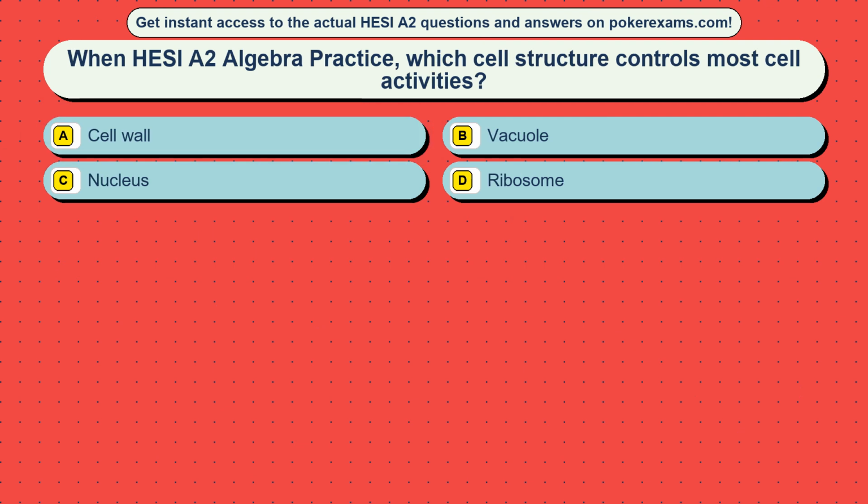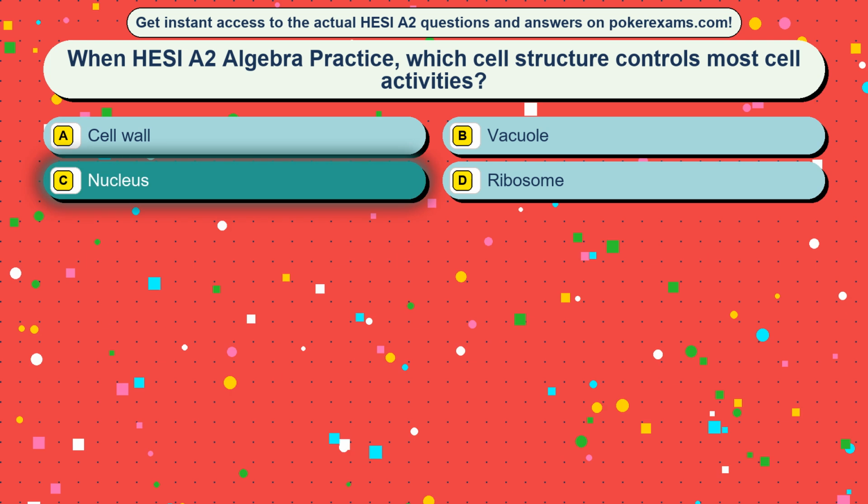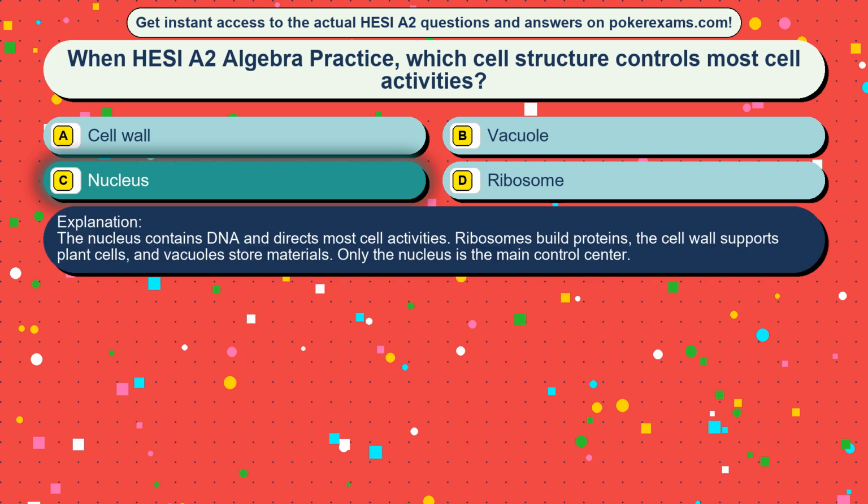Question 39. When HESI A2 algebra practice, which cell structure controls most cell activities? Option A, cell wall. Option B, vacuole. Option C, nucleus. Option D, ribosome. The correct answer is option C, nucleus. The nucleus contains DNA and directs most cell activities. Ribosomes build proteins, the cell wall supports plant cells, and vacuoles store materials. Only the nucleus is the main control center.